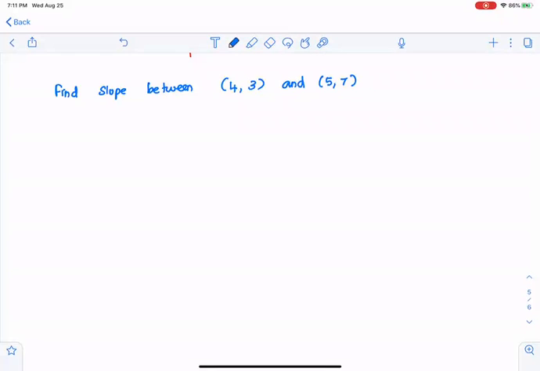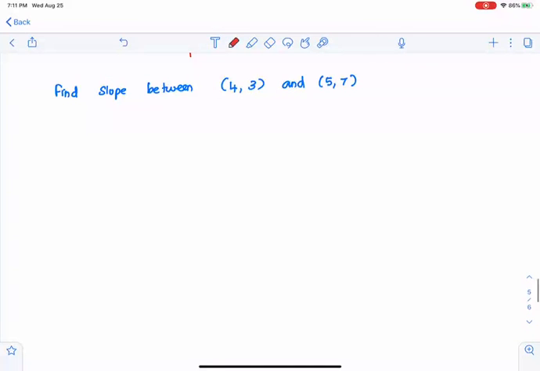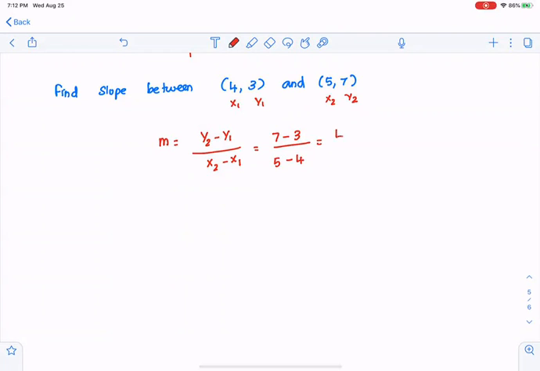So here we have 4, 3 and 5, 7. So I'll call this x1, y1, x2, y2. So the formula for slope is y2 minus y1 divided by x2 minus x1. y2 is 7, 7 minus 3 divided by x2 is 5, x1 is 4, 5 minus 4. Numerator, 7 minus 3 is 4. Denominator, 5 minus 4 is 1. So the answer is 4.